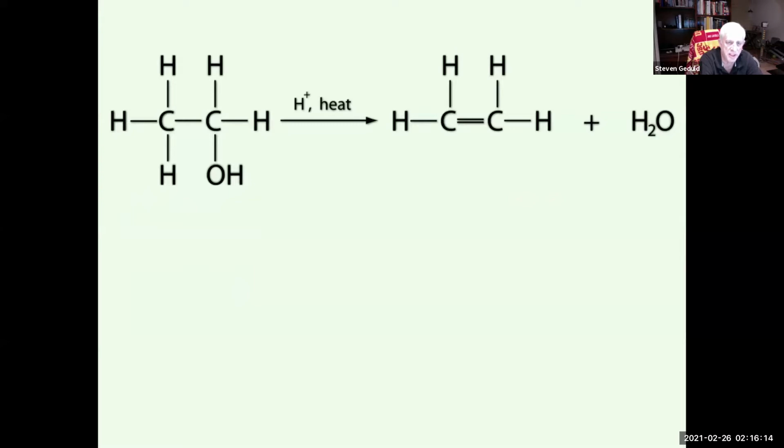Take a look at a real example here. You have the 2 carbons. Again, we're going to remove an OH and an H, and it has to be on the adjacent carbon. The electrons from here swing in. The electron from here swings in. That creates your double bond. So you've eliminated water and you formed an alkene.